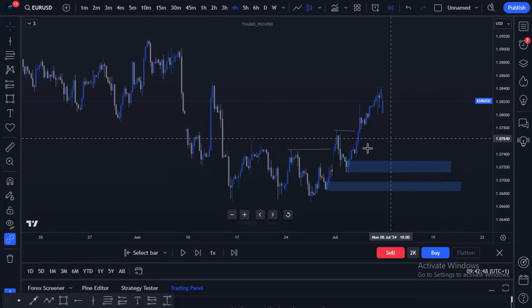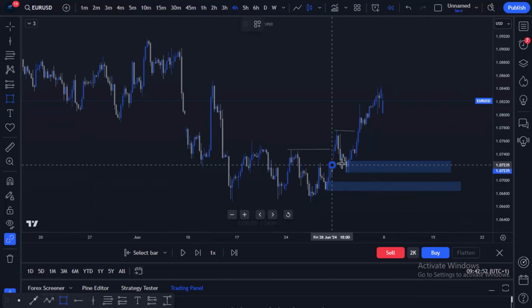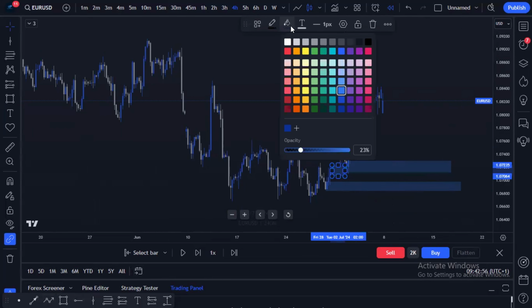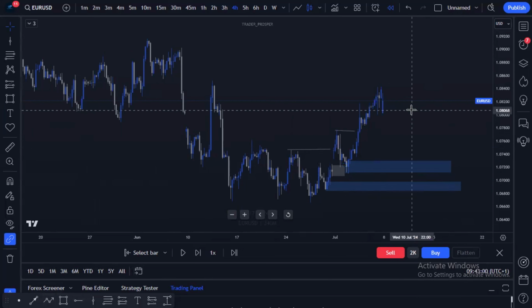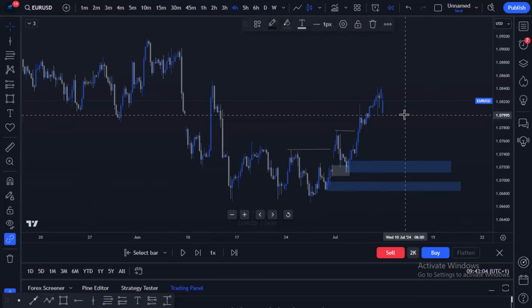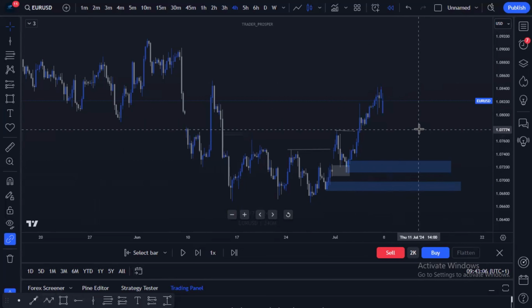Alright, so take a look at this one here. Price actually used this one to trade back up, to continue the trend. I love using the gray color for the already used demand zone or supply zone.